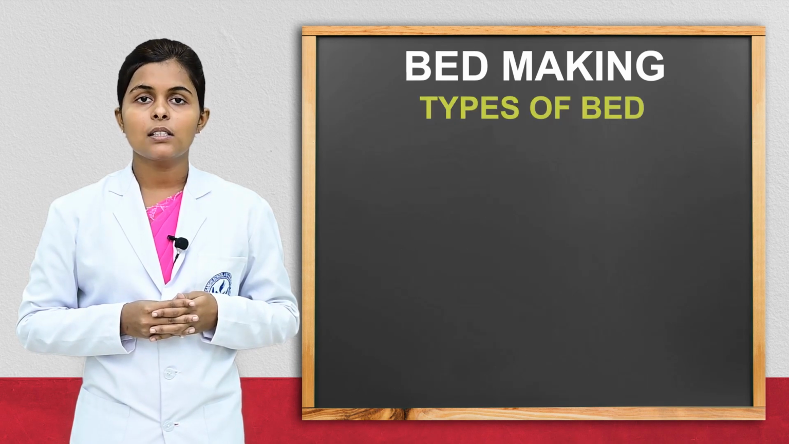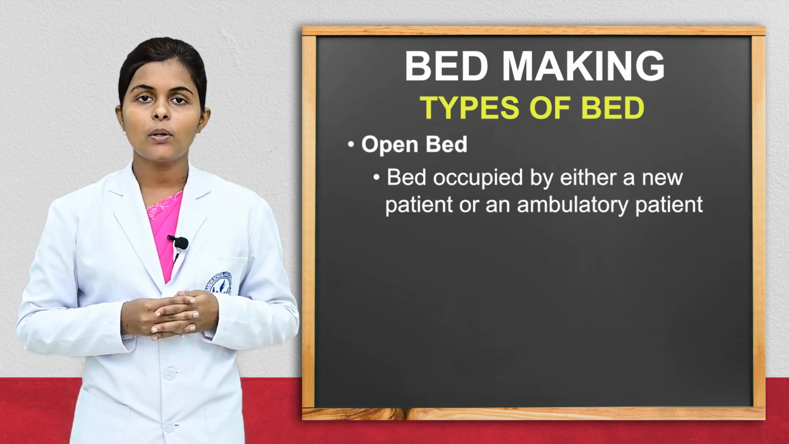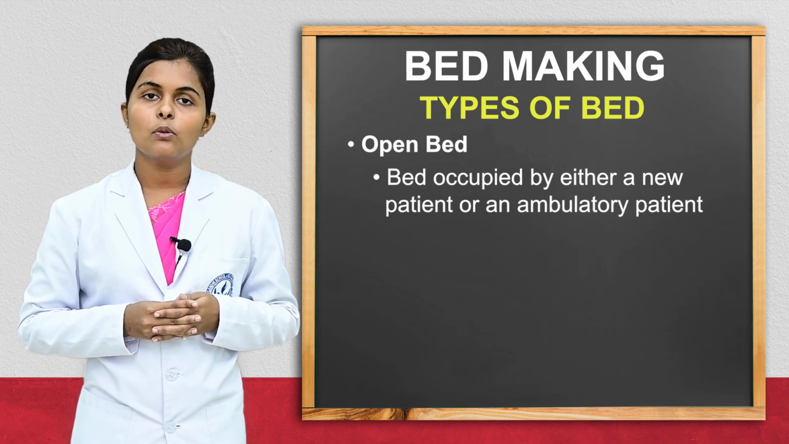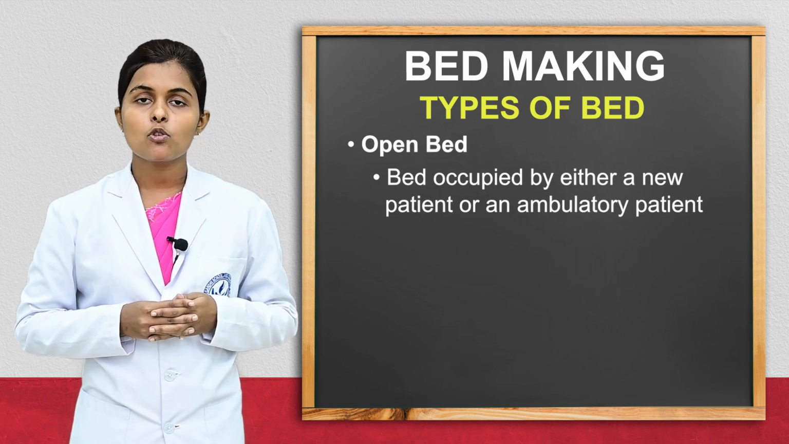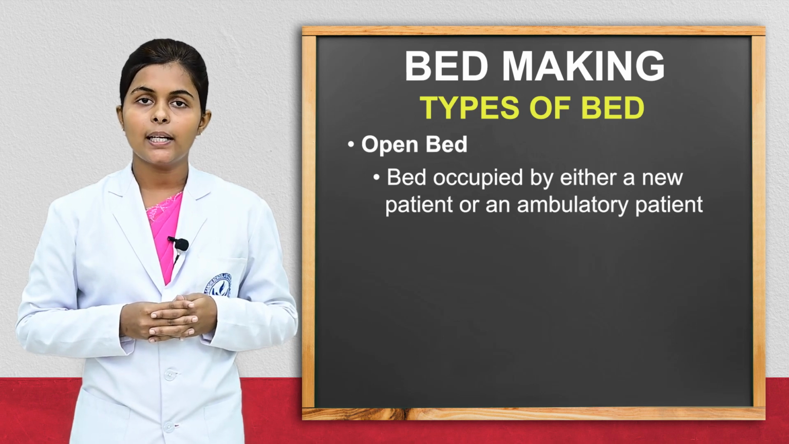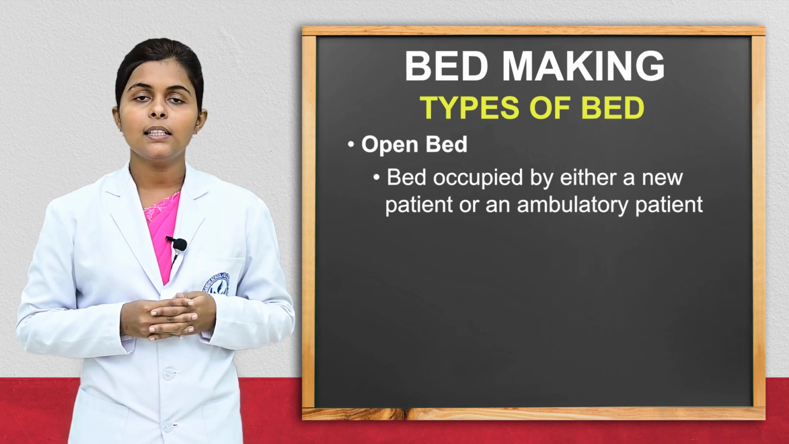Next, what are the types of beds? There are various types of beds according to the condition and situation of the patient. The beds include open bed, closed bed, admission bed, occupied bed, post-operative bed, amputation bed, fracture bed, blanket bed, divided bed, therapeutic bed, and the burn bed. We will deal with them one by one. Firstly, what is an open bed? An open bed is a bed made to receive the client, whether the client is coming from ambulatory care.